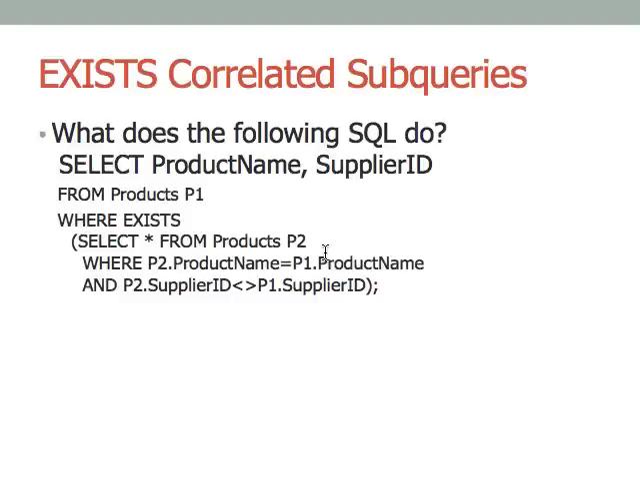So again, a row by row comparison, starting with the first row in products as P1, comparing with the products as P2 table, running through all the values, doing the comparison of P2.productName is same as P1.productName, and the supplier ID is not the same as P1. If that gives any result, we output the product name and supplier ID.